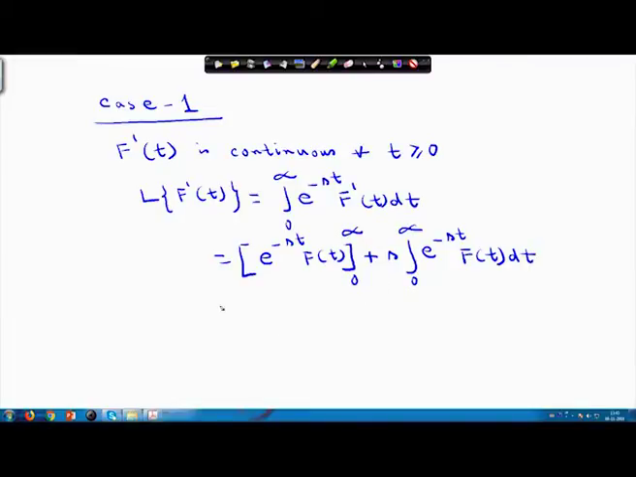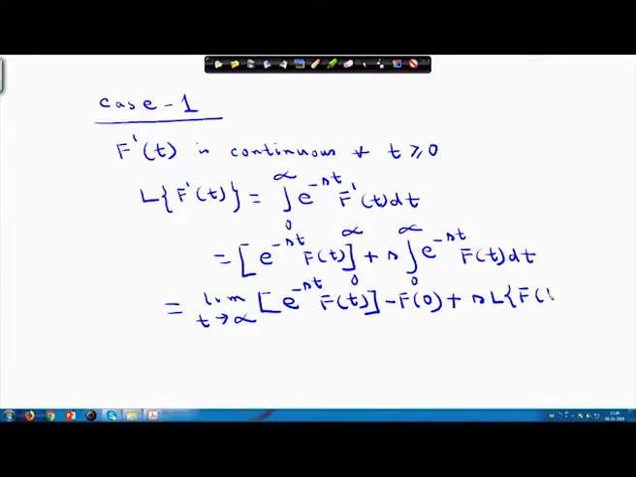Now, this value I can write here: one part will be 0, the other part will be the limit as t approaches infinity of e power minus s t into f t. If I integrate this one, for the lower limit I will get f 0. So, for the first part, the limit as t approaches infinity of e power minus s t into f t, at t equals 0 this e power s t will vanish. So it will become minus f 0, and this other part is s into the Laplace transform of f t.